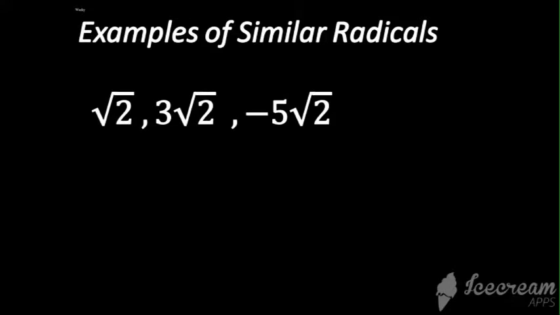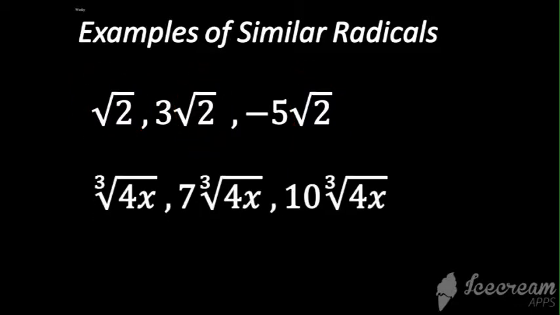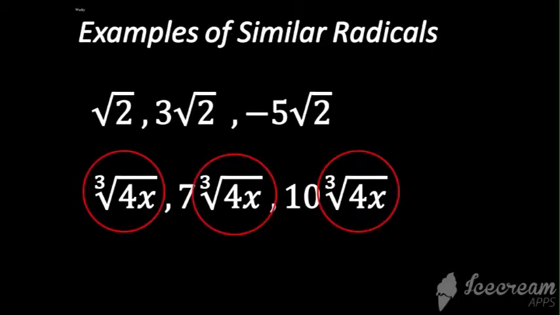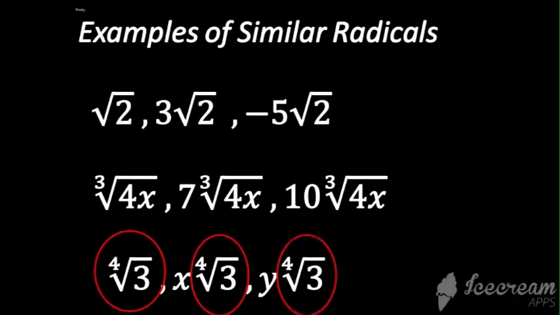Examples of similar radicals. Square root of 2, 3 times the square root of 2, negative 5 times the square root of 2. We can see that they are all square root of 2. Next example, cube root of 4x, 7 times cube root of 4x, 10 times cube root of 4x. Here we have cube root of 4x as their common radical. 4th root of 3, x times 4th root of 3, and y times 4th root of 3. The common radical here is 4th root of 3.